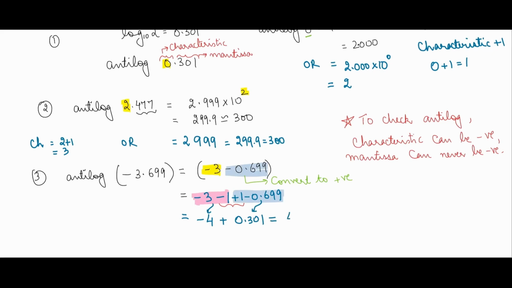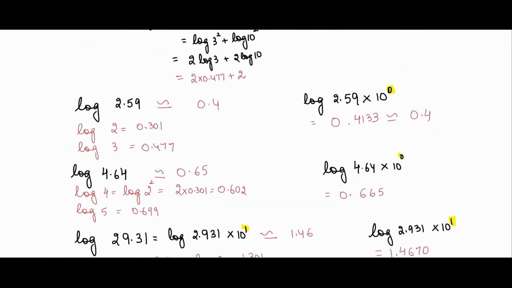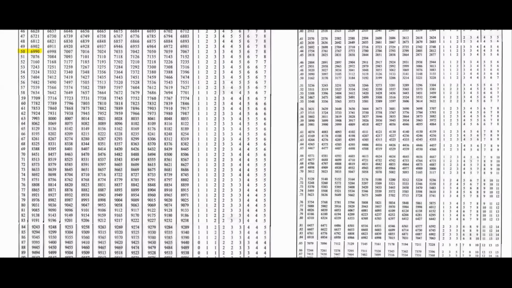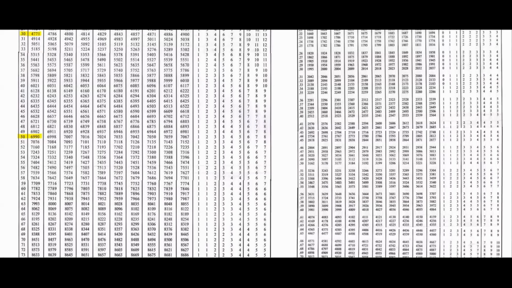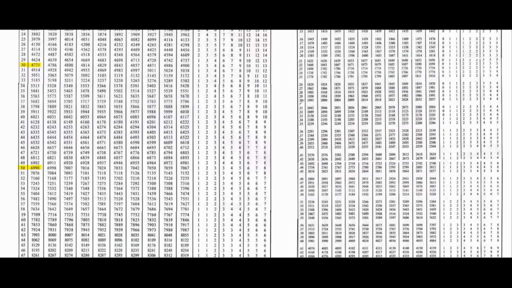We can write this number as 4 bar 0.301. And now we are going to look for 0.301 क्योंकि अब ये पॉजिटिव है. 0.301 का एंटीलॉग देखेंगे इन द एंटीलॉग टेबल. कैसे देखेंगे? 0.301. Look at this. This is 0.30. This is 1. You're getting it as 2000. So I put it there as 2000.